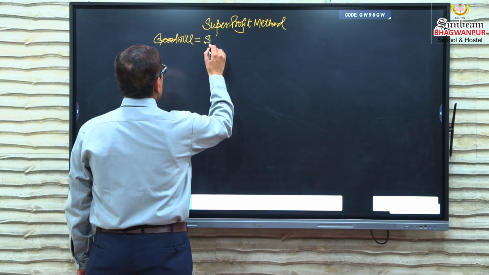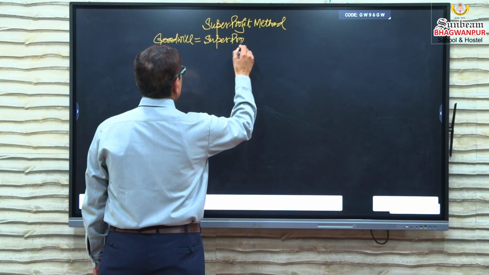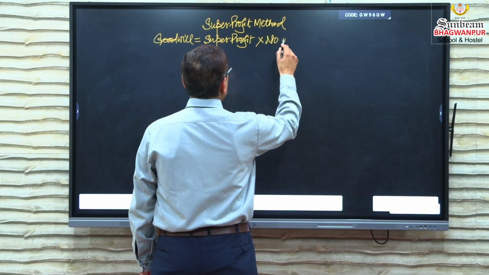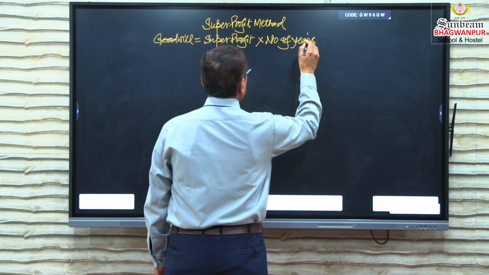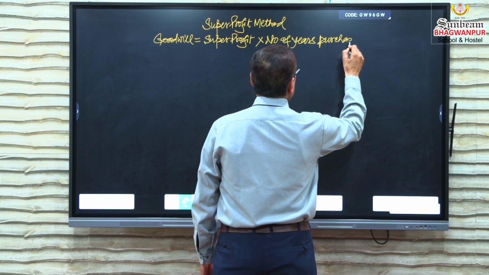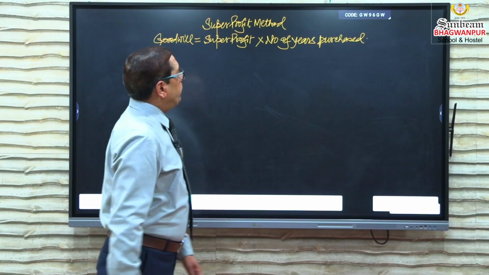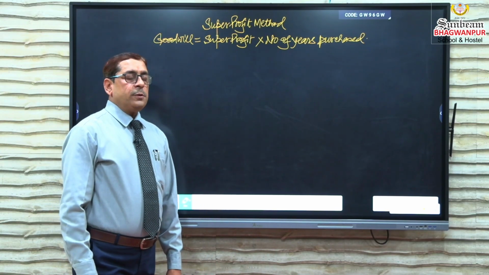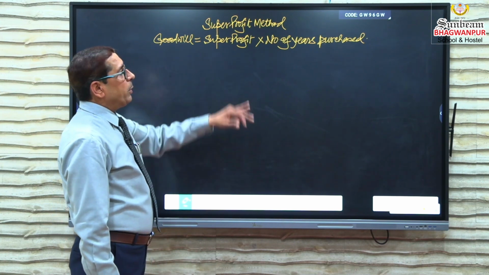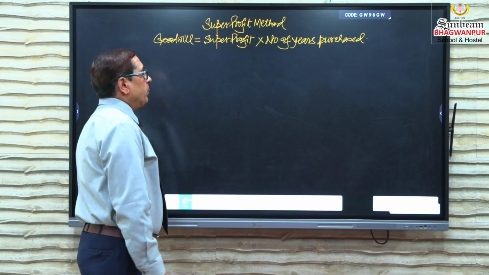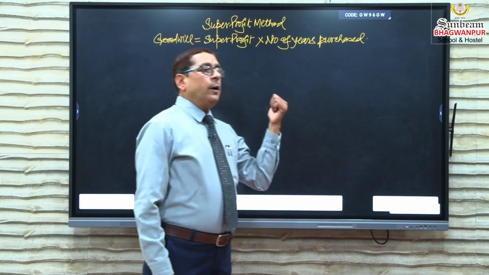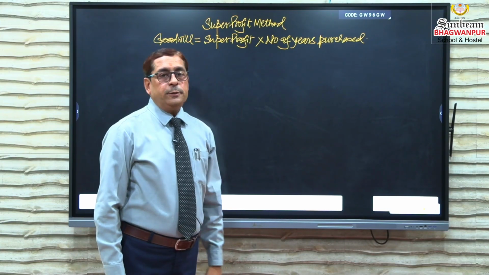The goodwill is equal to super profit multiply the number of years purchased. Super profit multiply number of years purchased. That is the formula for calculating goodwill under super profit method. Now, number of years purchased we have already discussed under the head of average profit method.